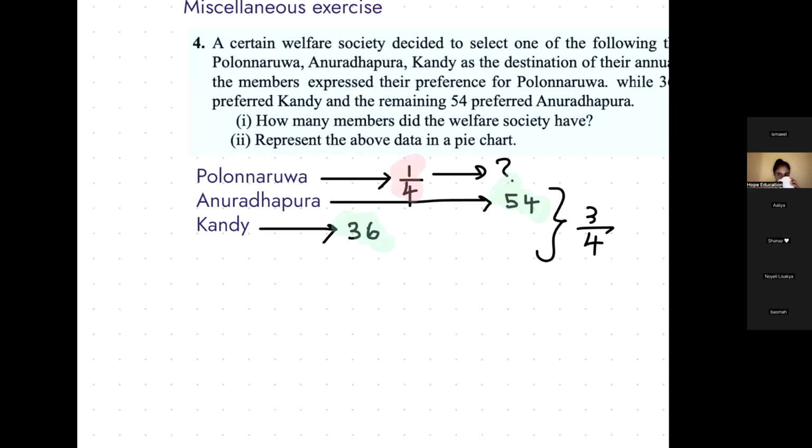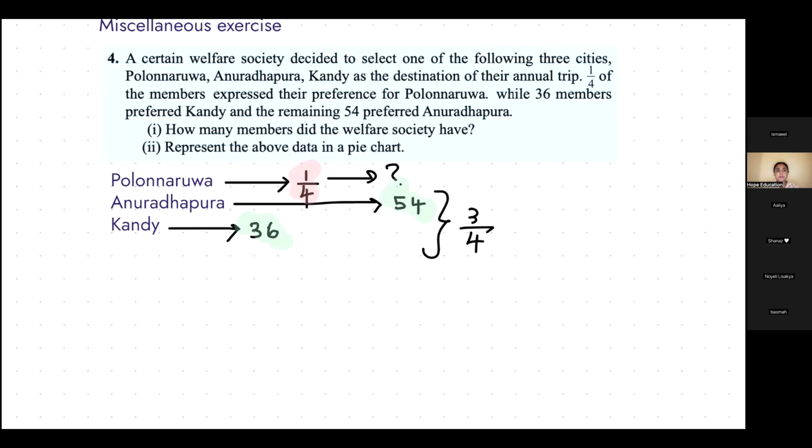Understood, Miss. Okay. So if there are only those three: if Polonnaruwa was a person, Anuradhapura was a person, and Kandy was a person, there are 3 people, let's say. If Polonnaruwa ate 1/4 of the cake, the remaining 3/4 is only remaining for Anuradhapura and Kandy. It's like that. So the remaining 3/4 of the members of the welfare society visited Anuradhapura and Kandy.